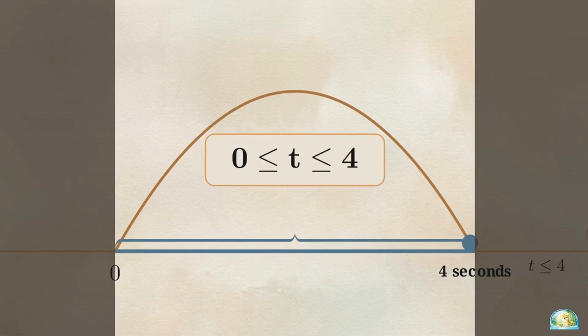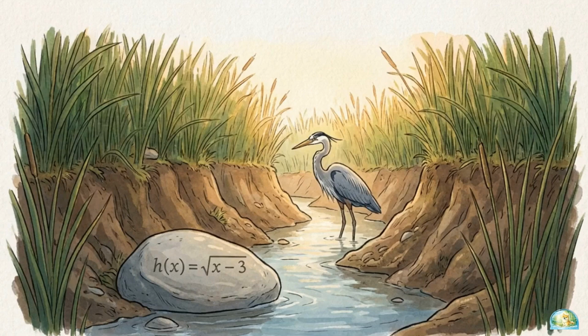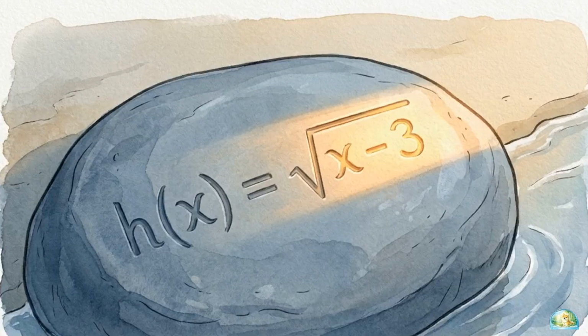to 4 seconds. We also find restrictions hidden purely in the algebra. The function h of x equals the square root of x minus 3 governs this waterway. There is an absolute mathematical rule defining this limit. The entire expression inside a square root must yield a non-negative number.